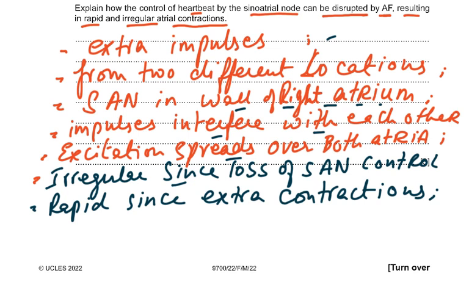And rapid, why is it rapid? Because there are extra contractions. So the heart rate is disrupted, resulting in rapid and irregular atrial contractions. So irregular since there's a loss of SAN control, and rapid since there are extra contractions. Because it's not only the SAN, now we've got another boss as well. We've got another portion of the heart muscle which is initiating impulses. So that is why there's going to be rapid and irregular atrial contractions.